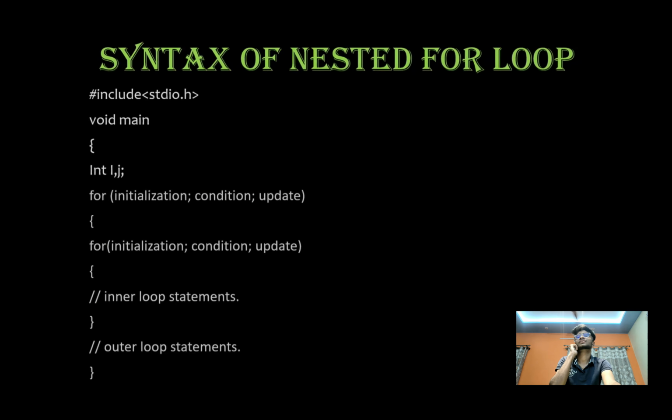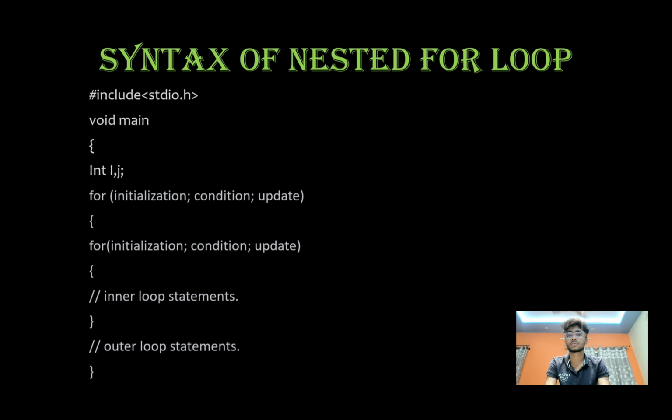Coming to the syntax of the nested for loop, we first have #include <stdio.h>, which is used to take input and give output. Then void main, int i, j. We are using int here, meaning integer. We have i for the outer loop and j for the inner loop. First we have the outer loop with initialization, condition, and update. So this is the for loop.